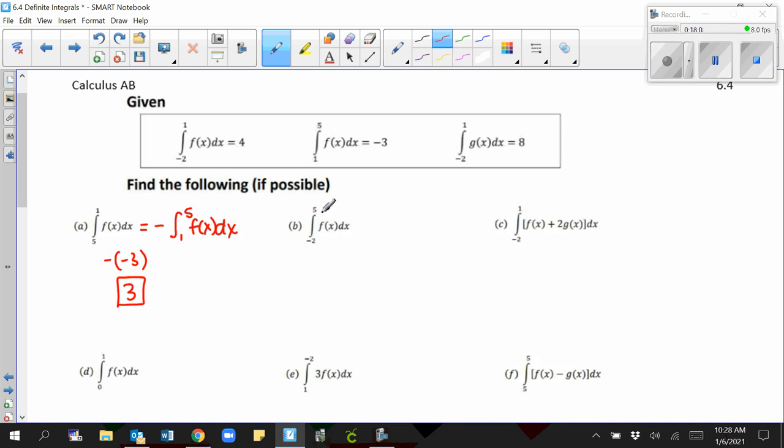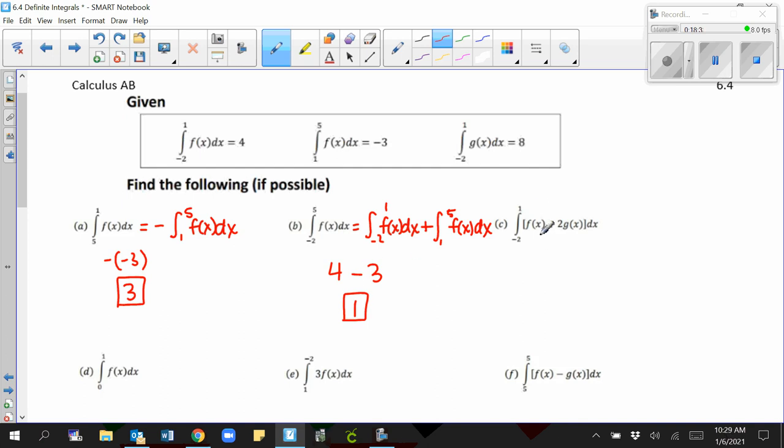All right, the next one is from -2 to 5 of f of x dx. So that's going to be our decomposition. That can be the integral from -2 to 1 of f of x dx plus the integral from 1 to 5 of f of x dx. So I would take my 4 and add the -3, or 4 minus 3, which just gives me 1.